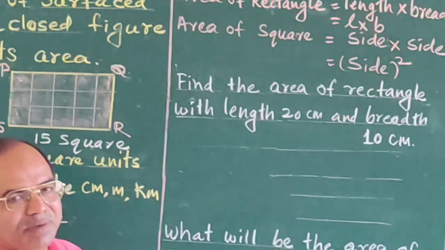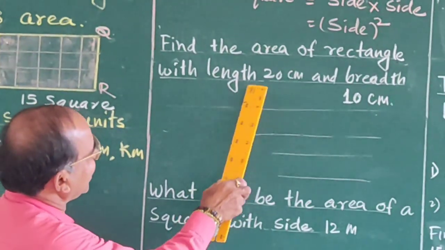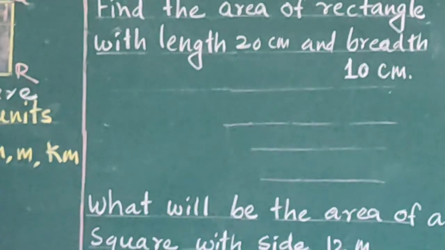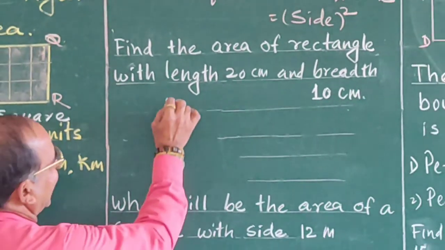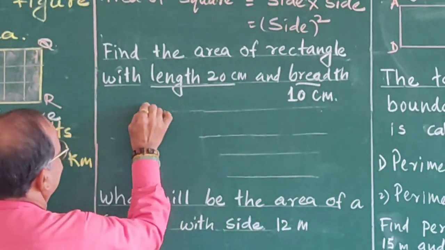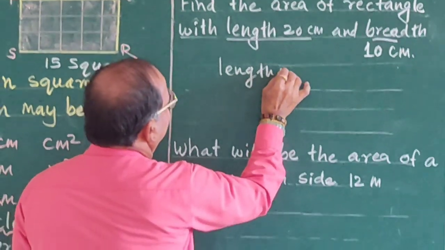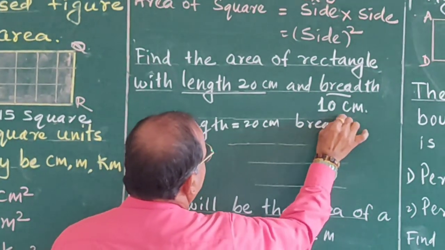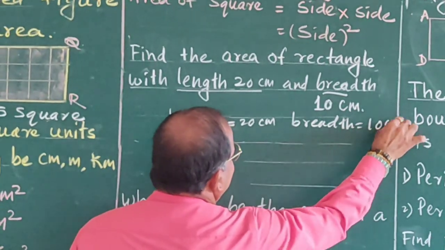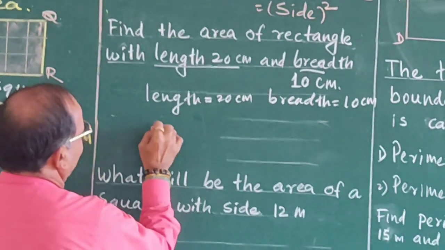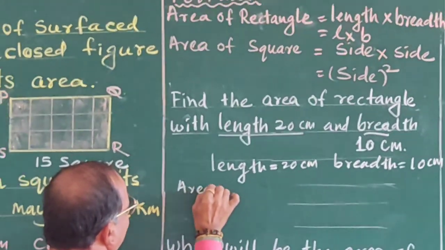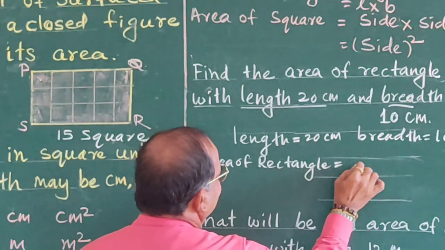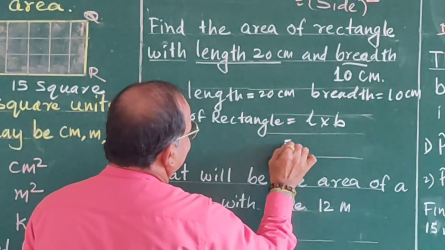Now one example is given: find the area of a rectangle with length 20 centimeter and breadth 10 centimeter. First you have to write what is given. Here length is given and breadth is given. So you write length is equal to 20 centimeter, and breadth is equal to 10 centimeter. Then you have to write the formula. What is the formula? Area of rectangle is equal to L into B is equal to, what is L?